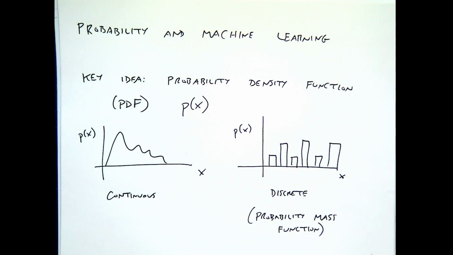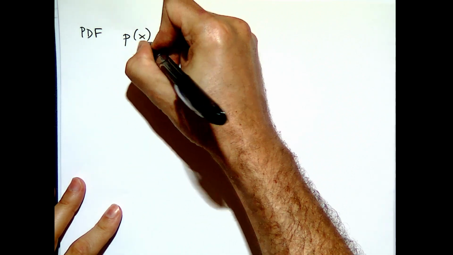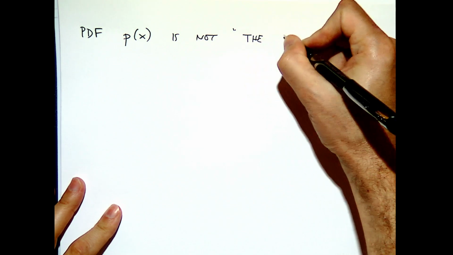Now, a common mistake is that the PDF is not the probability of getting an outcome, right? So the PDF P of x is not, colloquially, the probability of getting x.